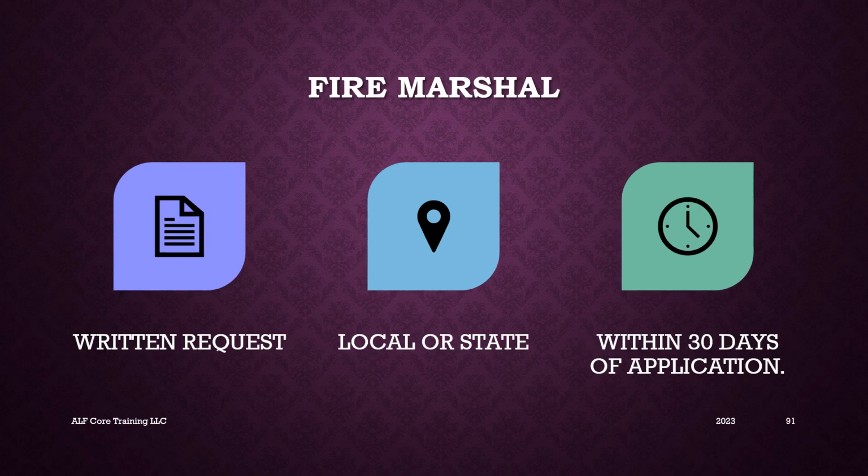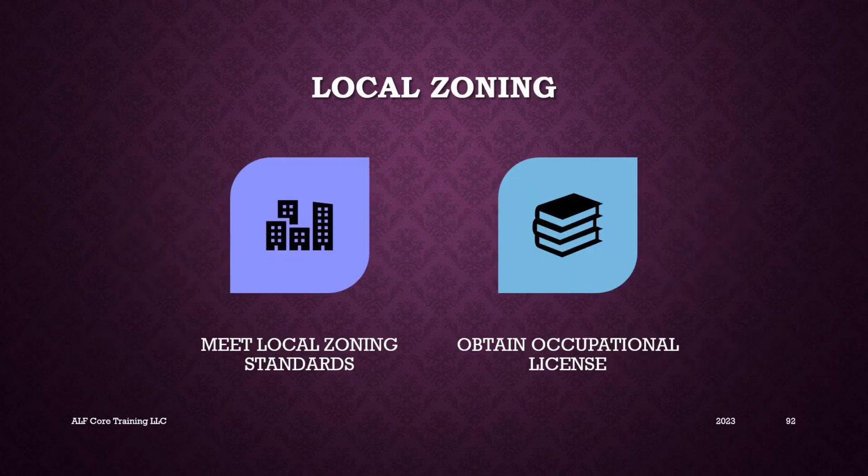Within 30 days of your application, you want to contact your fire marshal, local or state, with a written request. Local zoning: you're going to contact local zoning to meet local zoning standards and obtain an occupational license for your assisted living facility.